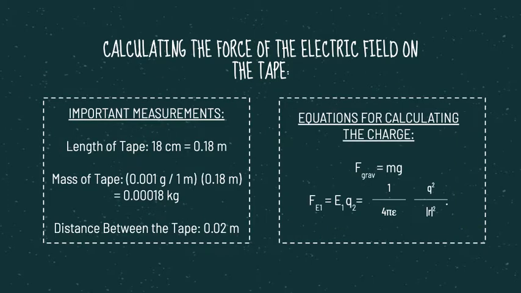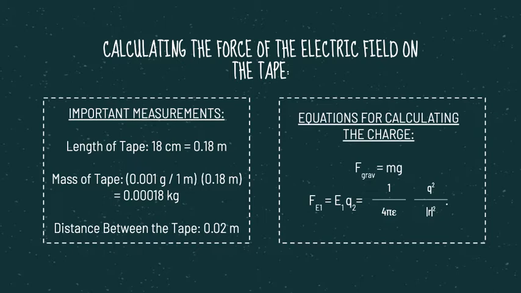We must first determine the important measurements before we can do our calculations. First, the length of the tape is 0.18 meters. Using conversions, we were able to find that the mass of the tape was 0.0018 kilograms, which is useful for the calculation of the force of gravity. And we experimentally found that the tape was floating when the tapes were 0.02 meters apart. These measurements can be used in our formulas for the force of gravity and the force of the electric field to calculate the charge of our tape.